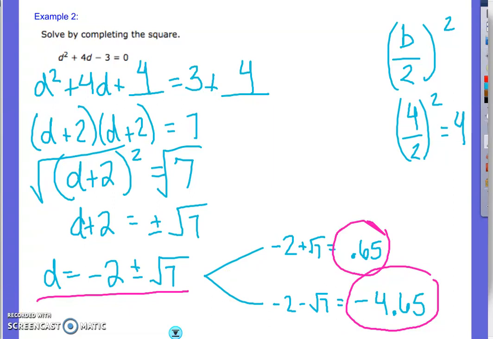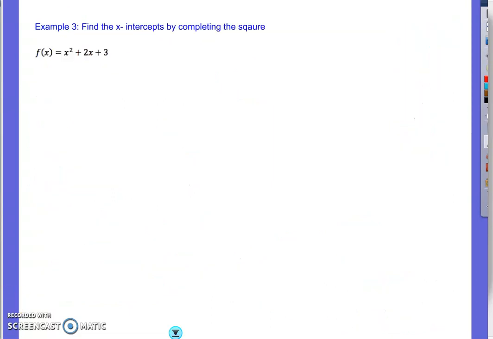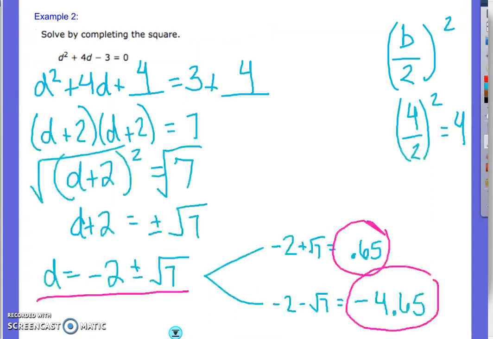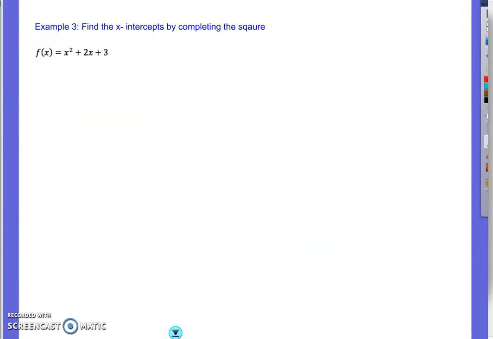All right, let's do one more, and then you're going to try one. So notice in the last one, I asked for the solutions, solve. In this one, I'm asking for the x-intercepts. Is that the same thing? Absolutely, same thing. This one is also equal to f of x, okay? But that's not a big deal. We're just still finding the solutions.